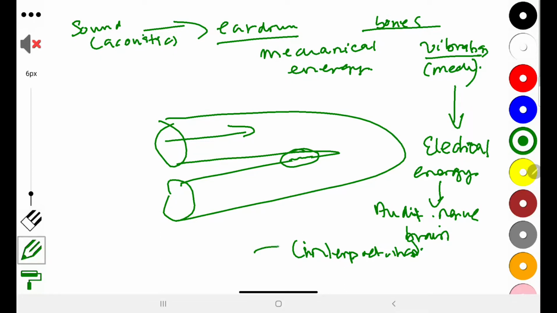In the next video, we'll be looking at the auditory pathway.